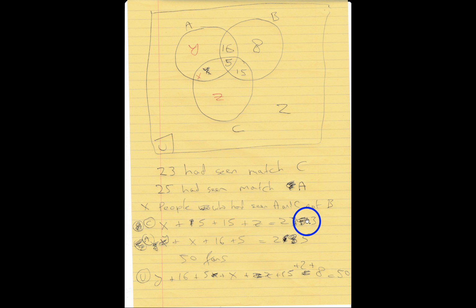And you can start to see that we've ended up with 2 equations for X, Y, and Z. Okay, so we've got 2 equations. We have a bit more information. We've got the fact that there are 50 fans.